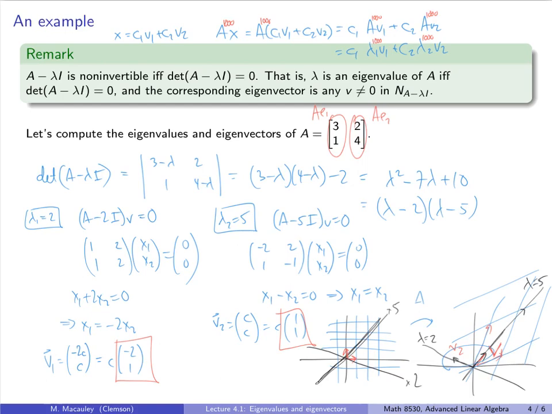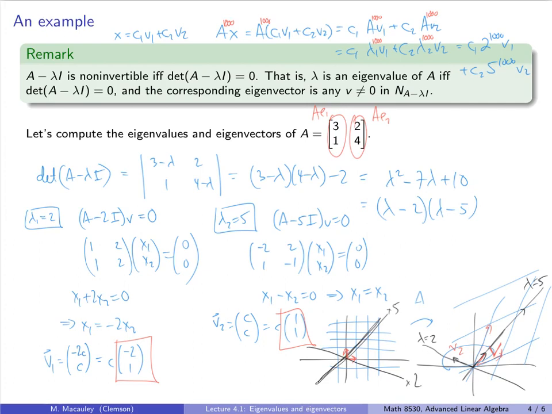In this case, it's C1 times 2 to the 1,000 times V1 plus C2 times 5 to the 1,000 power times V2. In other words, it's really easy to compute exponents of numbers compared to matrices. This is something we can do immediately, whereas matrix multiplication is more complicated. So this is one reason why an eigenvector basis is very nice. A lot of times in applied math, maybe like in a population matrix, we want to compute what the population is going to be 1,000 iterations down the line, and we might need to compute something like this.